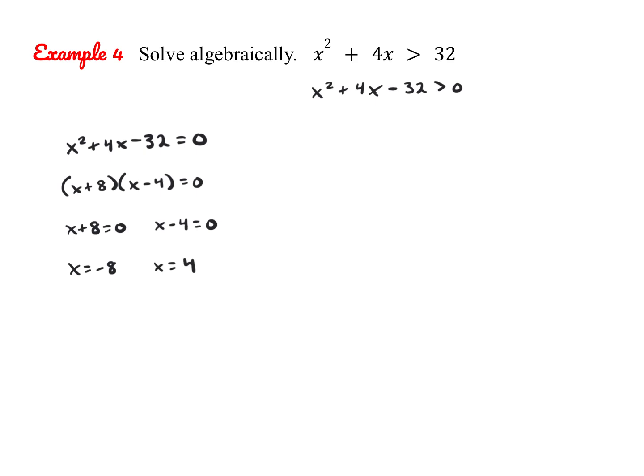So now we have to do our sign analysis. So I'm going to do that over here on the right. I'm going to use the factors and do a sign analysis of the individual factors. So we have two factors. We have x plus 8 and x minus 4.